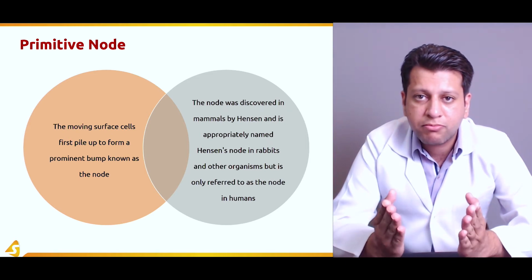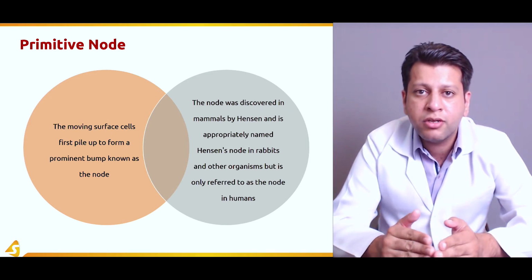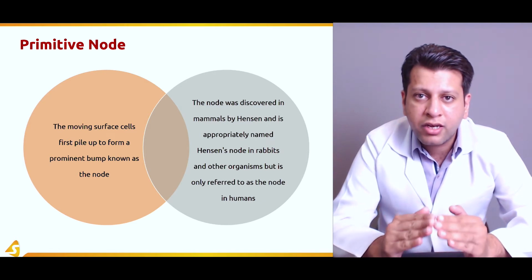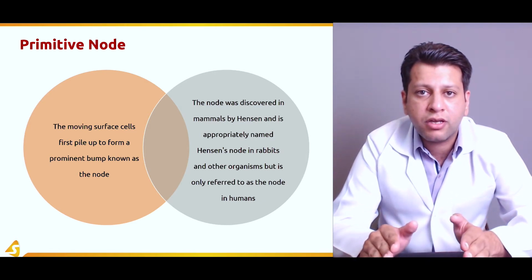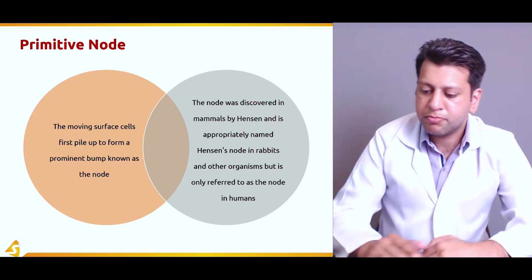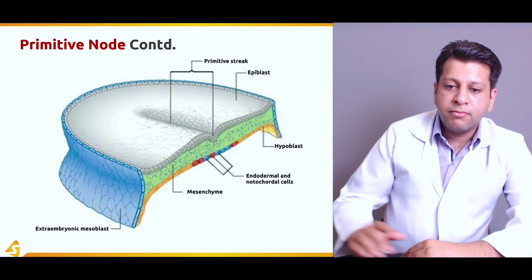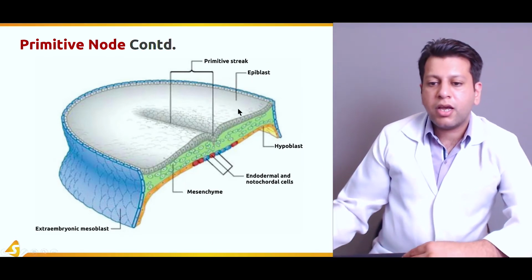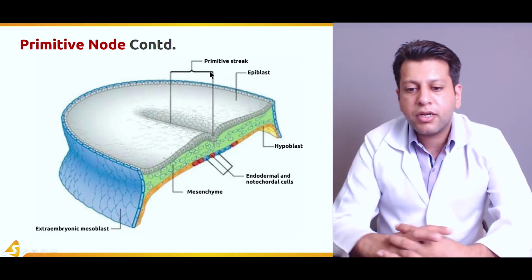By this time the epiblastic cells are continuously proliferating and diving in, or invaginating, into the hypoblastic layer, forming the three layers, which are the ectoderm, mesoderm, and the endoderm. This is the diagram as well. You can appreciate how, right over here.